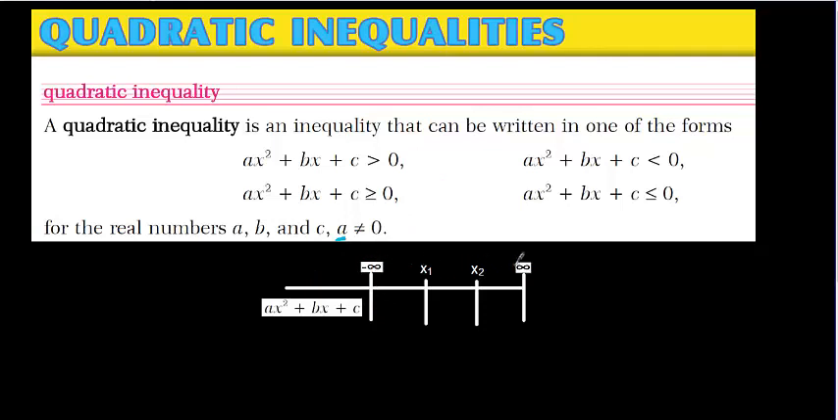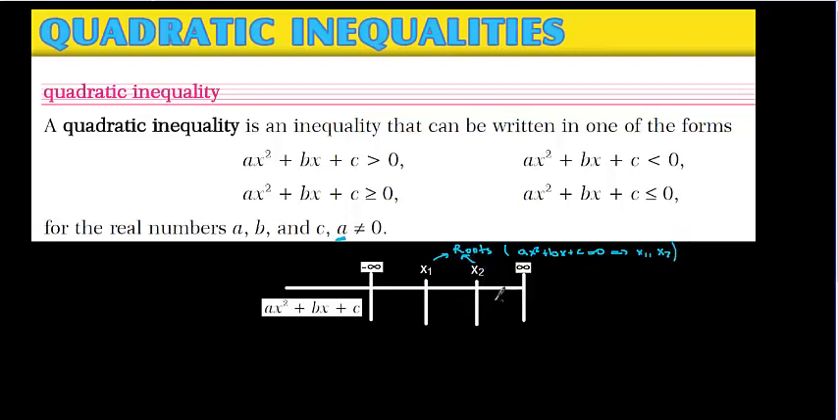This table represents the linear real number line. On the left side it goes to minus infinity, on the right side it goes to plus infinity, and x1 and x2 represent the roots of the inequality. If you remember how to find the roots, when ax squared plus bx plus c is equal to 0, then we were finding x1 and x2. These are the roots.